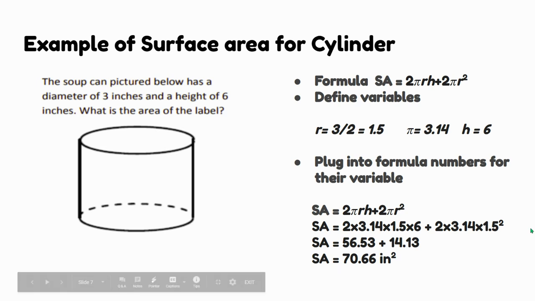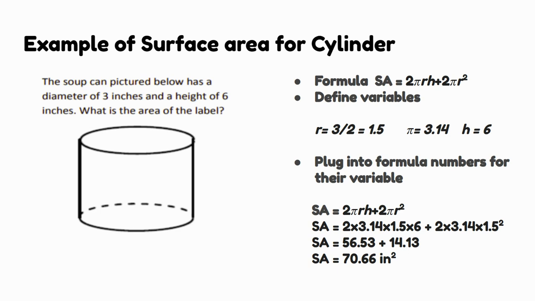Here's an example of finding surface area for a cylinder. The soup can pictured below has a diameter of 3 inches and a height of 6 inches. What's the area of the label? We're going to find the whole can here. So the formula equals surface area equals 2 times pi times r times h added to 2 times pi times r squared. We have to define the variables. Well, they told us the diameter was 3 inches, but radius is going to be equal to the diameter divided by 2. We get 1.5. For pi, we're going to use 3.14, and it said the height was 6.